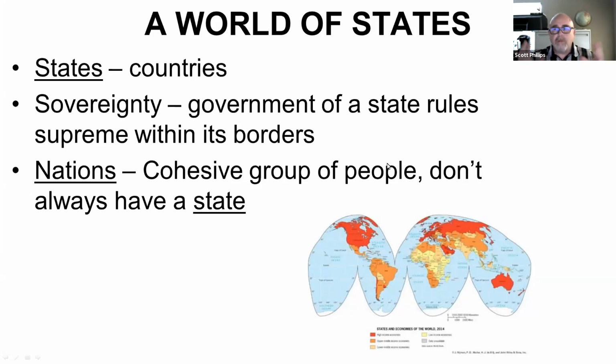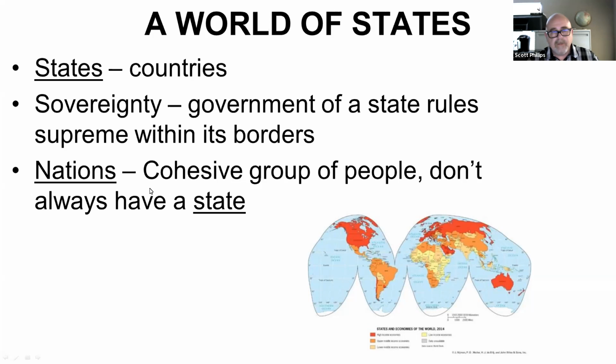in global political terminology. These are areas that have sovereignty. A government controls and rules supreme within, they are the main control, like the federal government would be of the United States. A different concept is one of a nation. And a nation refers to a cohesive group of people that may or may not have a state. It's less a political thing and more of a cultural thing.